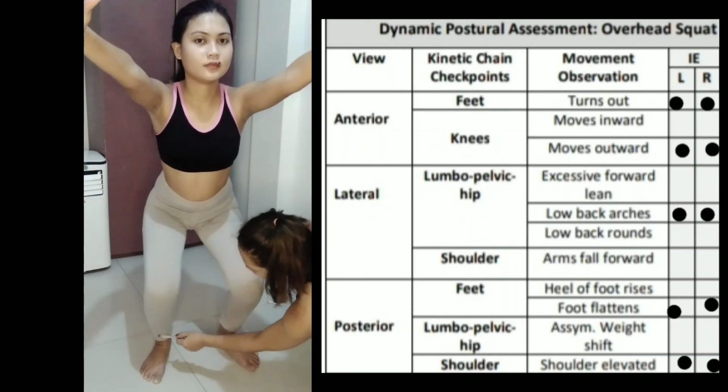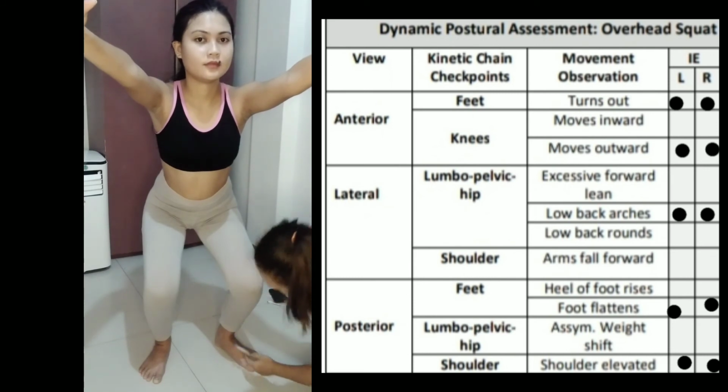Let's move on to dynamic postural assessment. First is the anterior view, the kinetic chain checkpoints: feet and knees. As you can see, the client's feet turn out and the knees move outward. Can you perform again? As you observe, the knees move outward and the feet turn out.